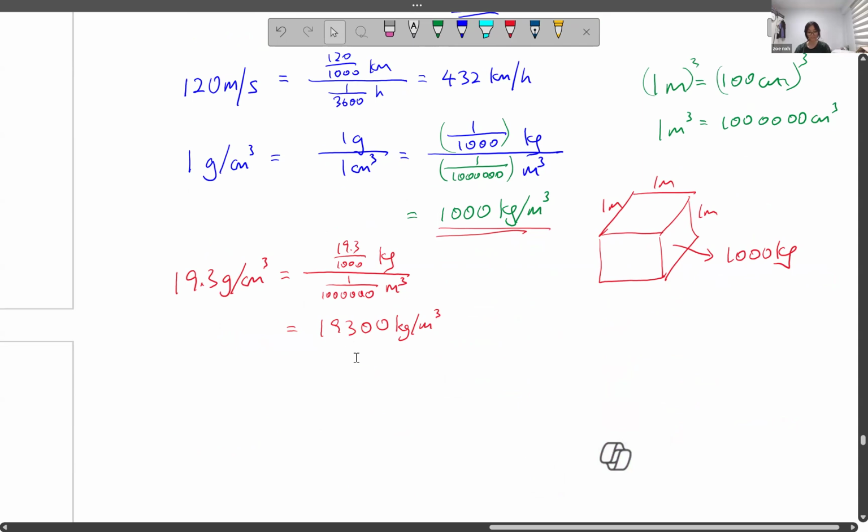And this number is a humongous number actually. It's as heavy as a few buses. Yeah. The density is so huge. So 1 meter by 1 meter by 1 meter of gold, there's no way a person can push this. Even if I use my car to pull it, I can't even move it. 19,000 kg, can you imagine? You know what I mean?